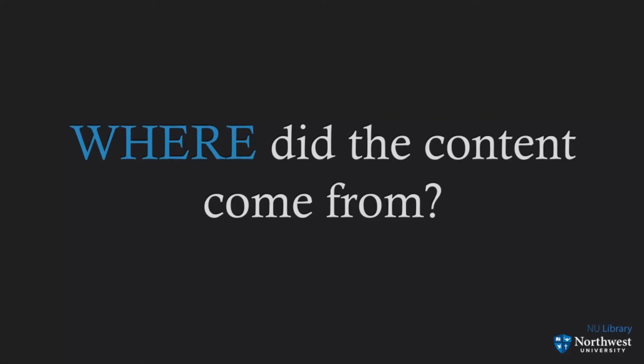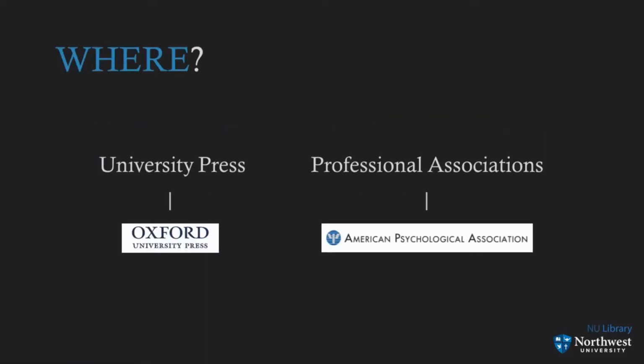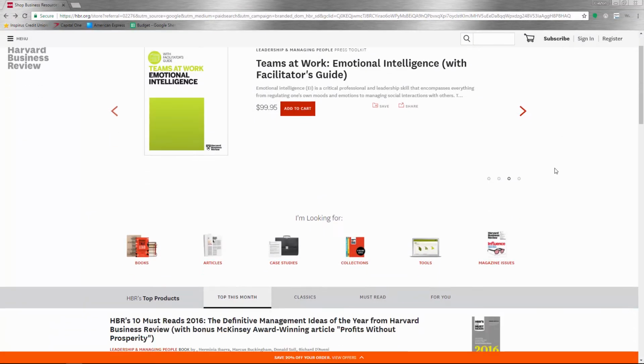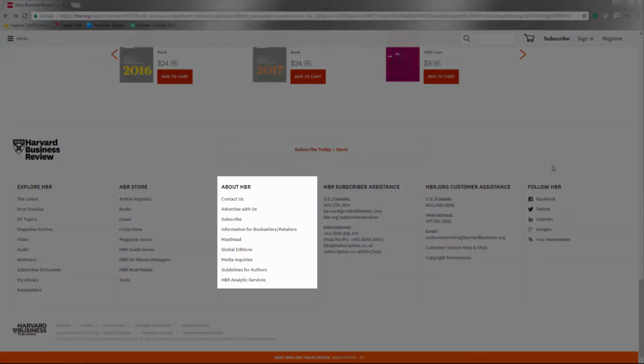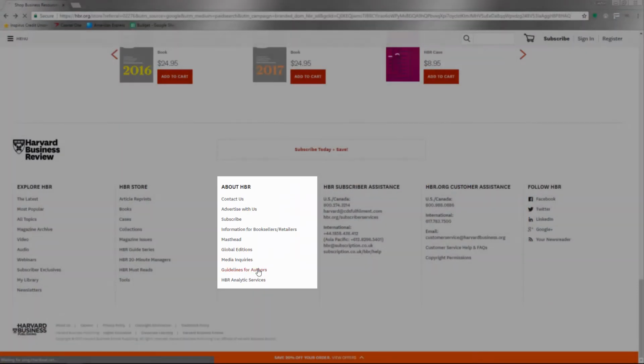Who is the publisher? Look for university press or professional association publishers, such as Oxford University Press or the American Psychological Association, for example. When browsing websites, look for the About Us page for more information about the publication or publisher.